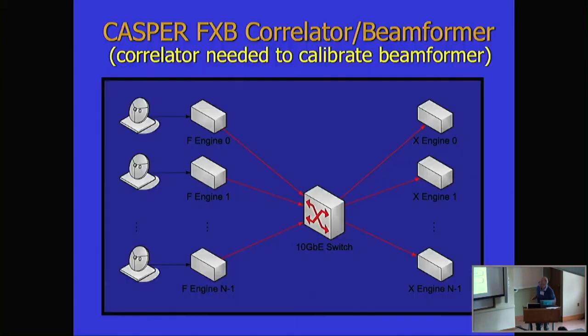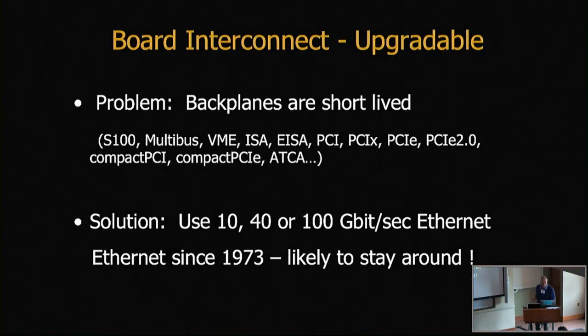And some examples of that. This is another example of a correlator. I think Jason's going to talk about this, where you have these things called F engines, which are spectrometers, and then a switch, and these X engines, which are the cross correlators that are doing the multipliers, with a switch in the middle.